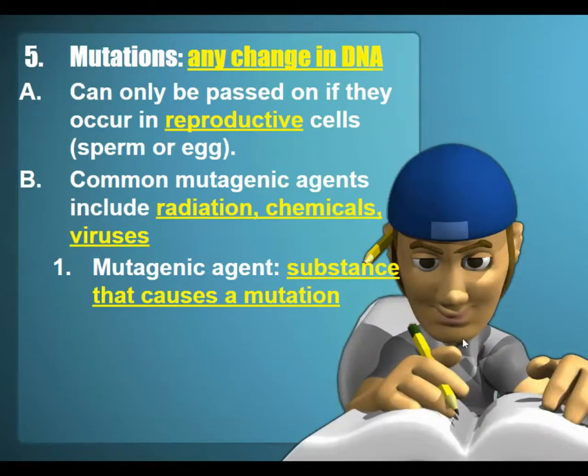Okay, so now we have mutations. These are changes in DNA. They could be good, they could be bad, they could be neutral. But they can only be passed on to offspring if they occur in reproductive cells, like in a sperm or egg cell. The common mutagenic agents include radiation, chemicals, and viruses. These are the types of things that can change your DNA. A mutagenic agent is anything that can cause mutation.